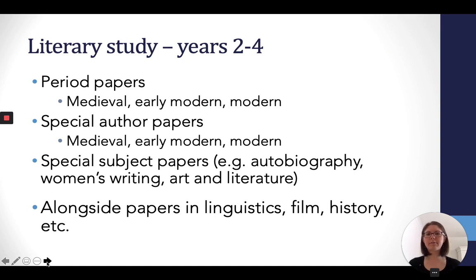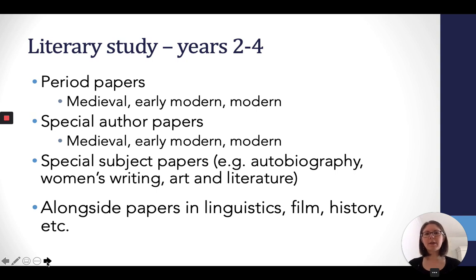In subsequent years, so that's years 2 to 4, is where you really get to specialise in what you're interested in. So again, this is going to vary slightly from language to language, but broadly speaking, you'll have the choice of taking some period papers. So these would offer you a wide range of authors and topics within a particular period. So that can be medieval, early modern, or modern. You can then choose from what we call special author papers, which allow you to study the works of a couple of authors in really quite some depth. And again, they can be from the medieval, early modern, or modern periods.